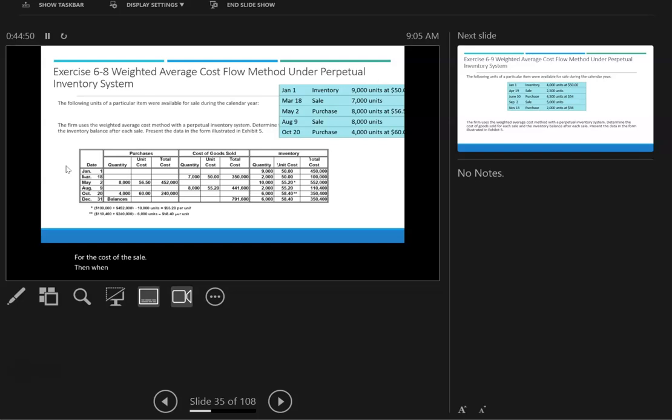Then when we purchase 4,000 more units, we need to show, okay, we need to add that additional 4,000 units at $240,000 to what is still available, the 2,000 units at $110,400. We add the $110,400 plus the $240,000 to come up with our $350,400. Divide that by our 6,000 units to come up with a weighted average again. The most important thing to be aware of is we have to recalculate after every transaction what our new weighted average is, be it because we purchased product or what's left over after we sold product.